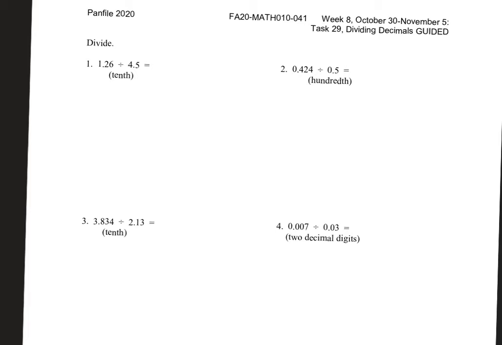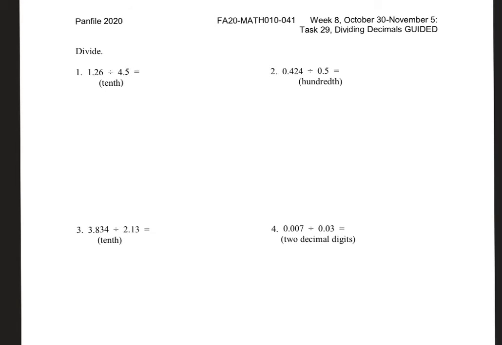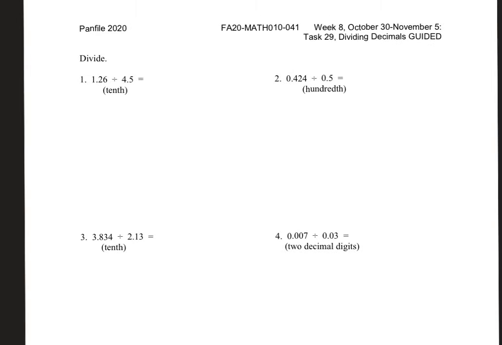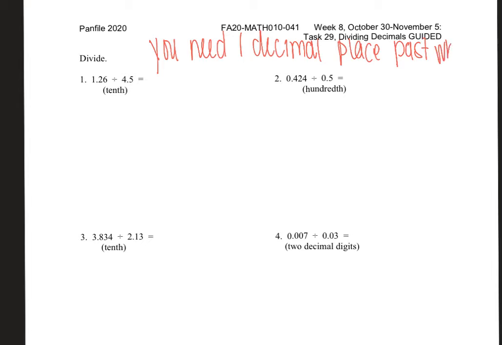All right, for dividing decimals, you see right away that they tell you what we need to round to. Now, remember that if they're telling you what you need to round to, that's how many decimal places you want at the end. And when you're rounding, you're always looking one decimal place past how many you want. So you need one decimal place past where you are rounding.